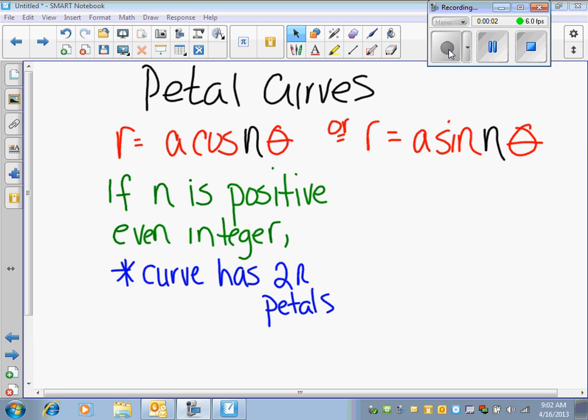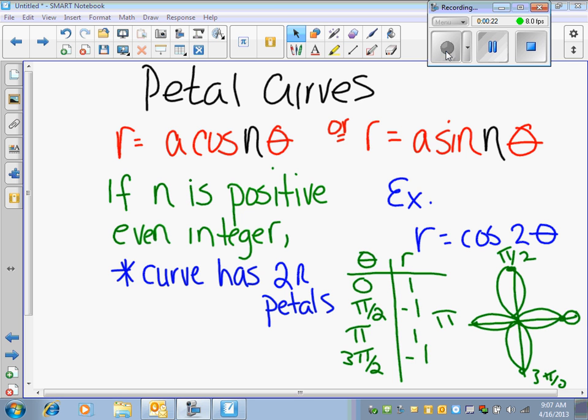Petal curves: R equals A cosine of n theta, or R equals A sine of n theta. If n is a positive even integer, remember the curve has 2n petals. So if it's even, you want to double whatever n is, and you'll have an idea of how many petals you should have. If you know that it's an even number, you can double the petals, and there you are.